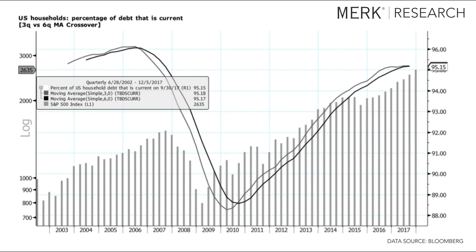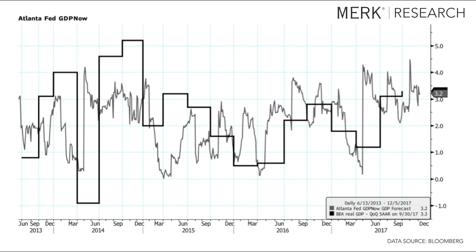All right, let me move on here to the Atlanta Fed GDP Now indicator. So this is kind of zooming in on the time frame. We're looking at the past few years. The time frame here is all within this current expansion. And it's a chart showing the Atlanta Fed's GDP Now indicator in gray versus the official Bureau of Economic Analysis GDP readings in black. So just as a note, this says BEA, real GDP, QOQ, SAAR.